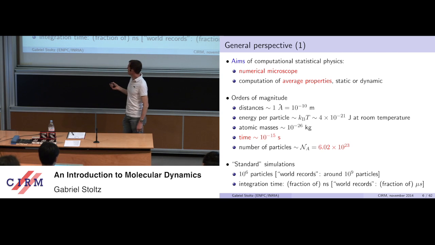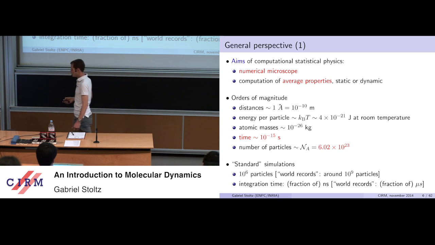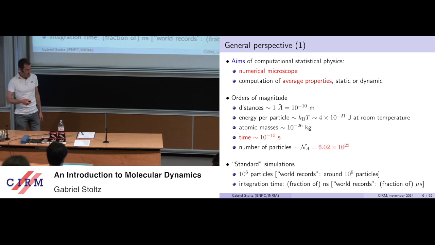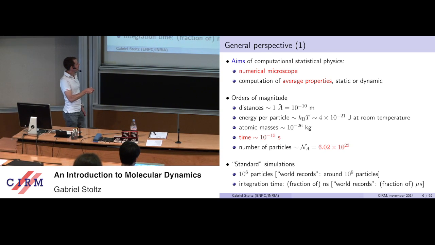Now that you know the actual orders of magnitude, what can we really do in practice? We can simulate something like 10 to the 6, 10 to the 9 particles, and integrate that over something of the order of a nanosecond, maybe a microsecond if you really have lots of computers. So it's really about, since you can do that, how can you go back to the macroscopic properties?